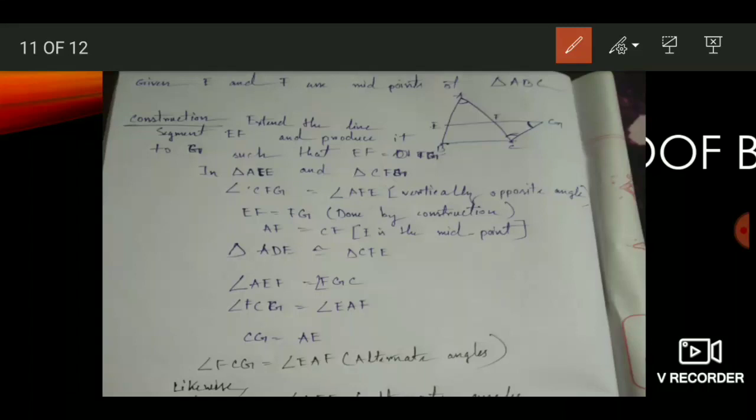In this whole chapter, geometry as well as practical geometry, congruency is very much important. Now we can say that this side, that is AE, and CG are parallel. We can say that easily. We can also see that this side is equal to this side because E is the midpoint.